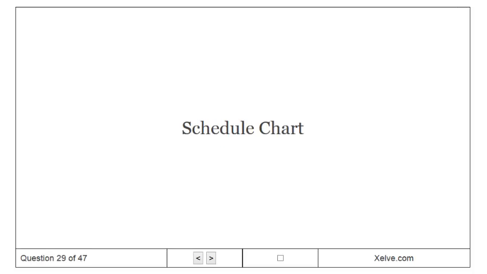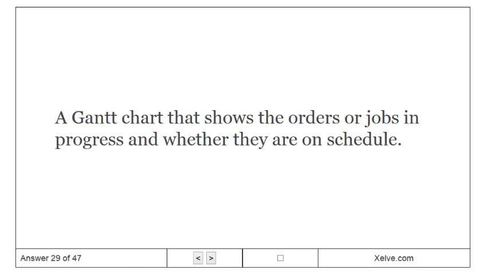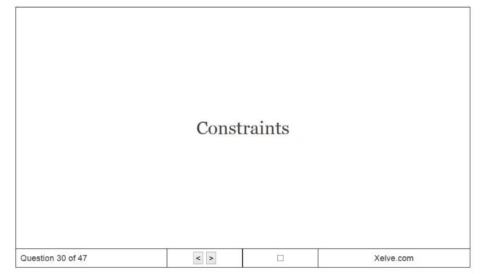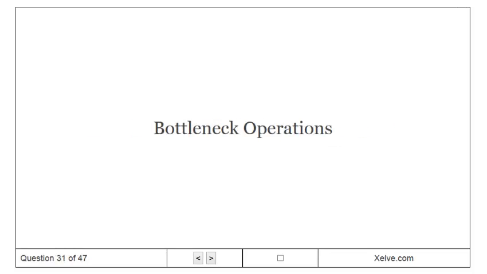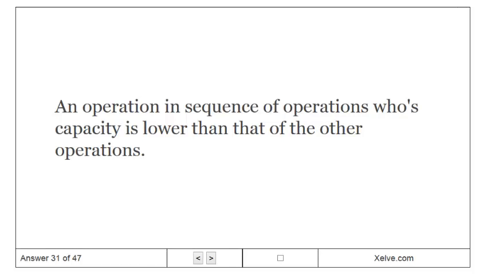Schedule chart. A Gantt chart that shows the orders or jobs in progress and whether they are on schedule. Constraints. Restrictions are limits in a supply chain. Bottleneck operations. An operation in a sequence of operations whose capacity is lower than that of the other operations.